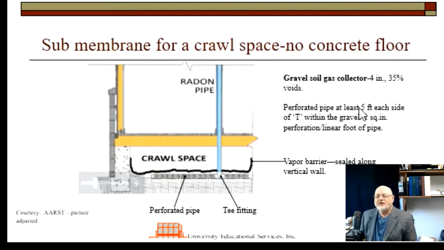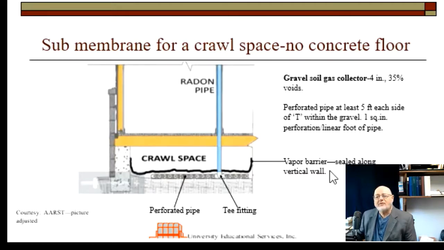Then you're going to have the T fitting, as you can see, and then you're going to run perforated pipe for a length of at least 5 feet to either side of the T. And you're going to place that pipe within the gravel. And of course, you also have the additional constraint here that 1 square inch of perforation per linear foot of pipe. And we've seen that condition before.